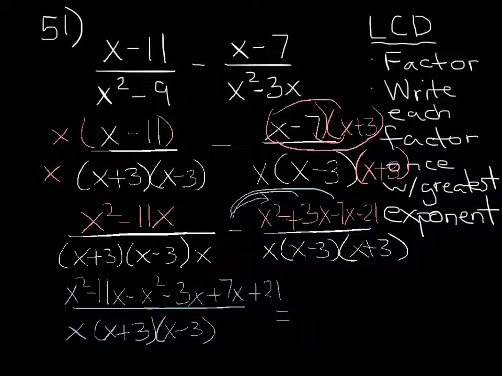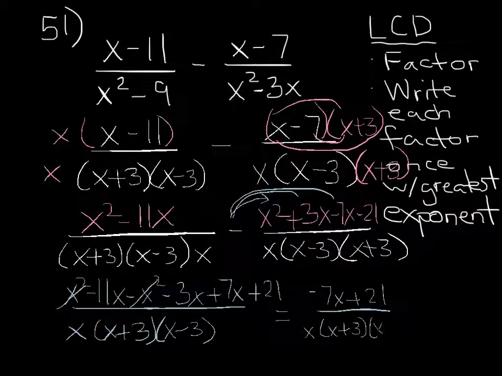Okay, I've kind of run out of room here, so I'm going to combine all the like terms in the numerator. x squared minus x squared will just give me a 0. Negative 11x minus 3x is negative 14x, plus 7x is a negative 7x, plus 21, all over x times the quantity x plus 3 times the quantity x minus 3.